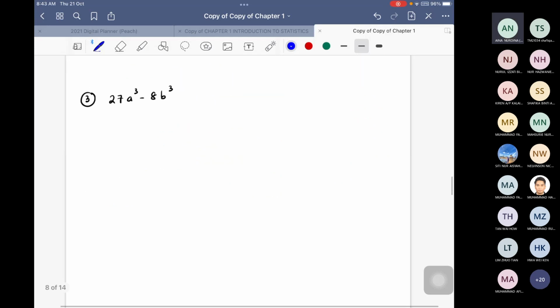Okay, and the last one. So sekarang saya ada 27 A cube tolak 8 B cube. So this is going to be the last one. Sama juga idea dia. So kita akan jadikan dia dalam bentuk cube tolak another cube. So can anyone tell me, cube yang pertama nak tulis apa kat dalam tu? What goes into the first cube?